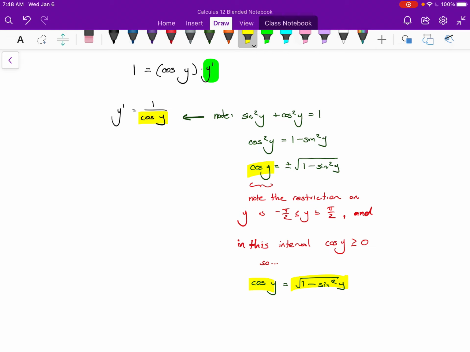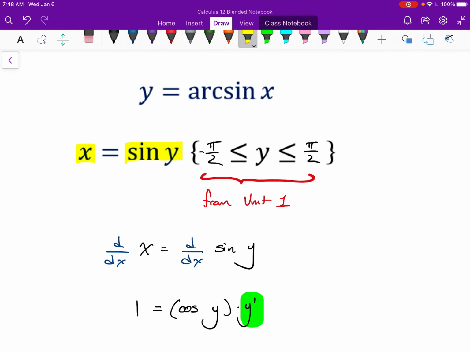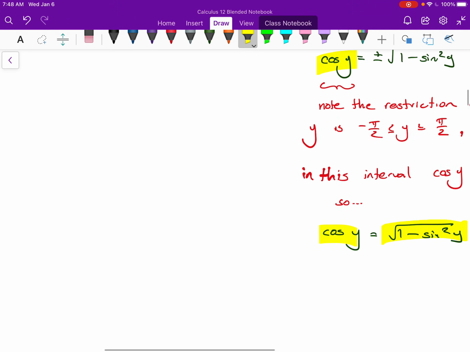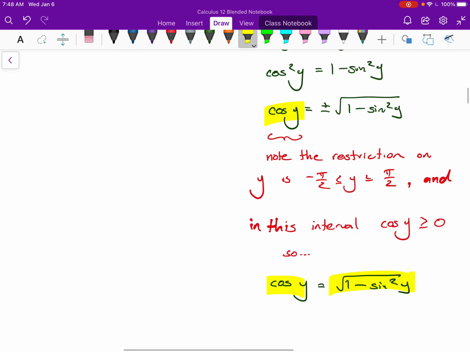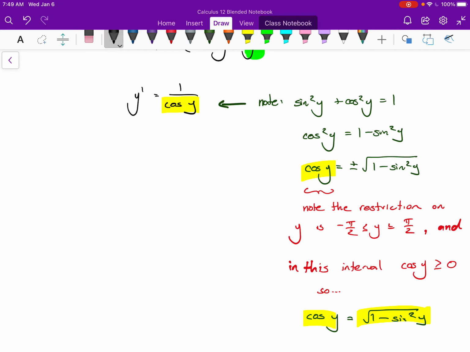And again, what I have there written in red all comes back to this restriction right here. Again, arc sine, the inverse of sine, is only the inverse of part of sine, where the input y is between negative pi over 2 and positive pi over 2. And in those quadrants, cosine is always positive. And that's how I know, looking at this equation, I only want the positive form. So now I can put that back into my derivative up here and say y prime equals 1 over the square root of 1 minus sine squared y.